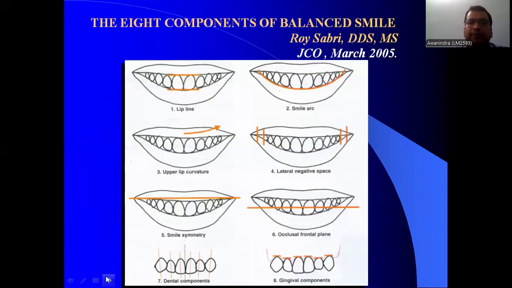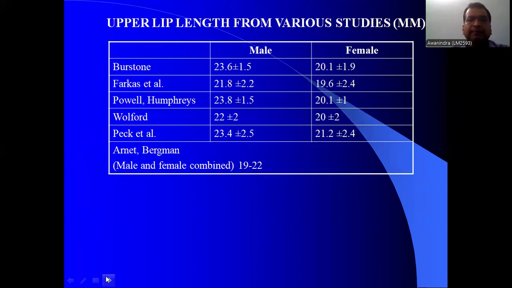The eighth component is the smile, and how the lip line should be. A good smile line is when your smile arc reproduces the lower lip curvature, when the curvature of the upper incisors, lateral, canine, and premolars is parallel with the lower lip. It is a consonant smile and is a beautiful smile.